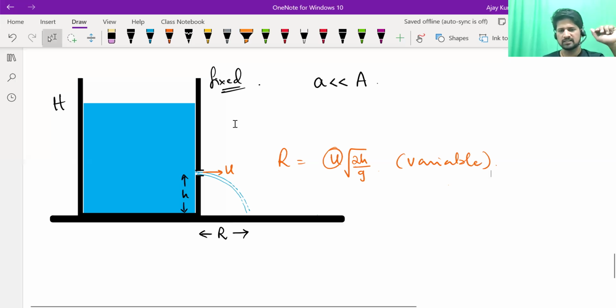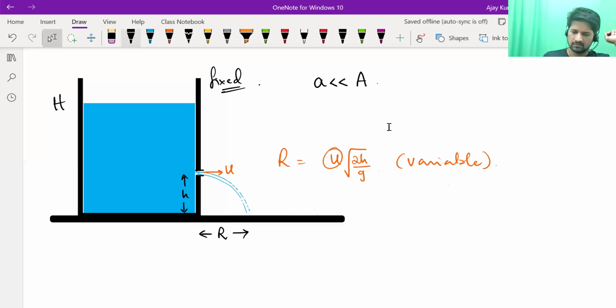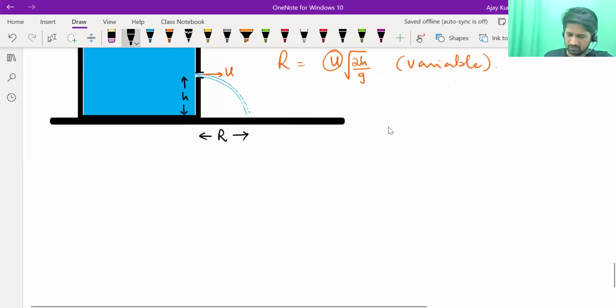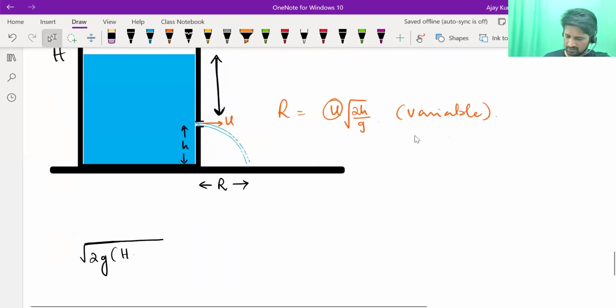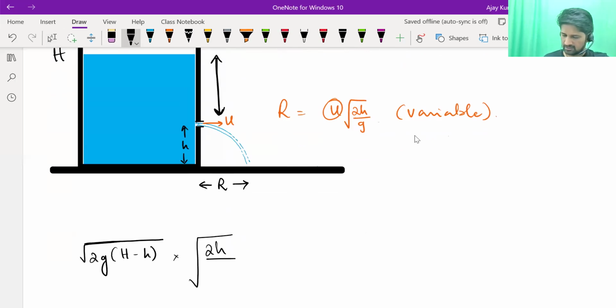Have you solved this question? Where should the hole be made such that range is maximum? At exactly what height should it be? H by 2, correct. Let's just briefly recollect that idea. The speed of flow here is under root 2g. We are applying Torricelli's equation, where the height is basically the height of the free surface from the hole. So it becomes under root 2g, capital H minus small h. That is the speed of efflux multiplied with under root 2 small h divided by g. This is the formula for range in terms of capital H and small h.